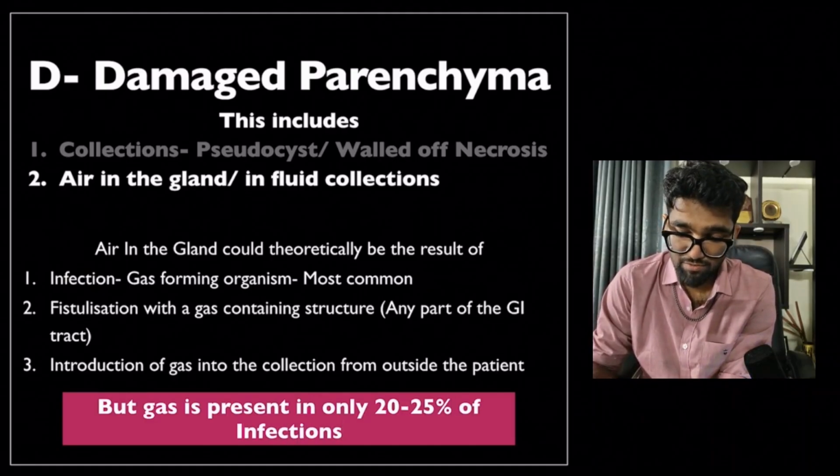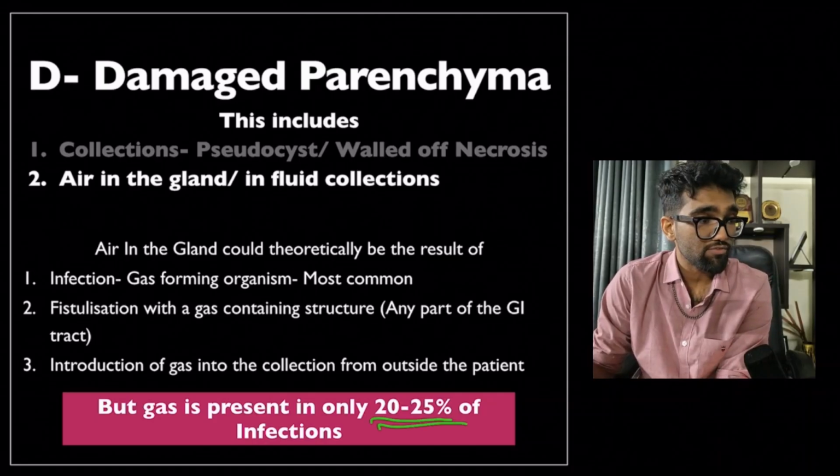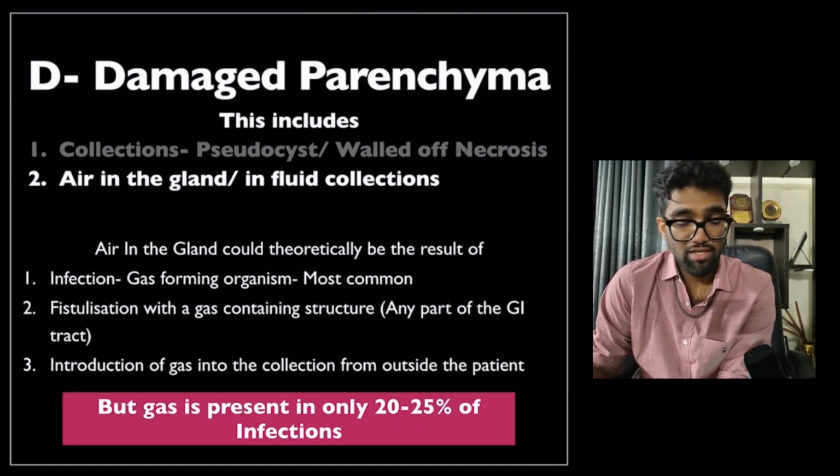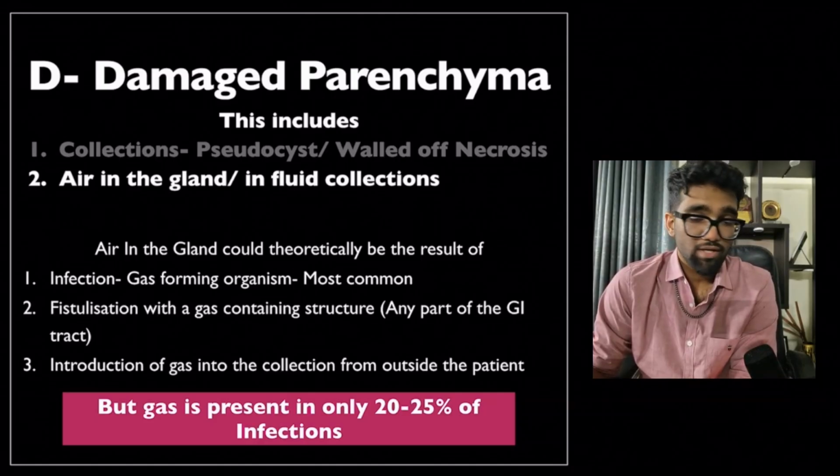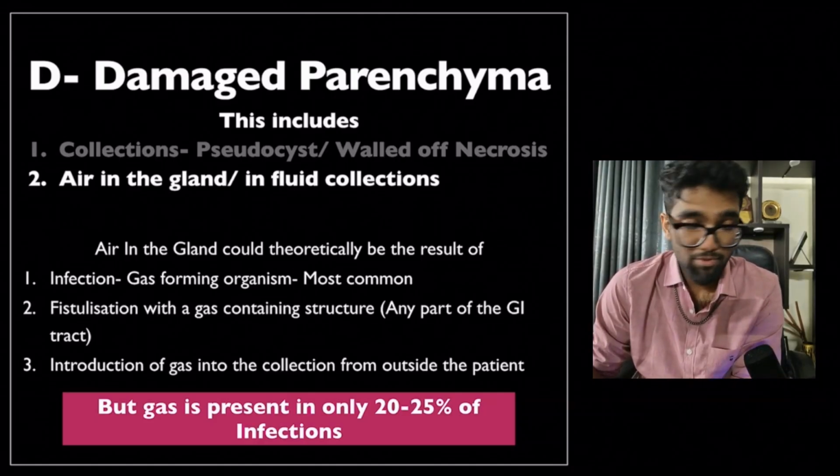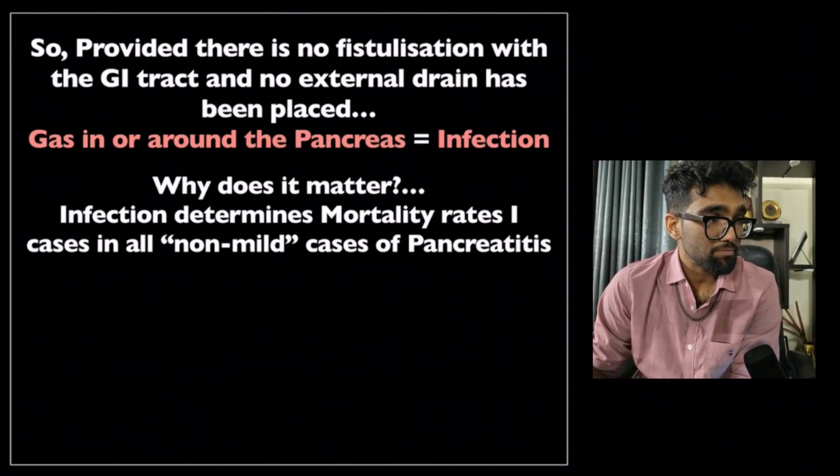Now, gas indicates infection, but it has a low sensitivity. It is only present in around 20 to 25% of pancreatic infections or complications. So most infections don't have gas-producing organisms, and therefore get undercalled if you just depend on imaging. So the clinical parameters of the patient have to be taken into account as well.